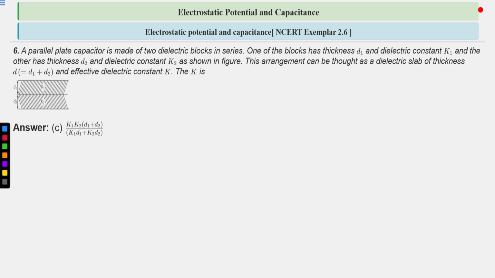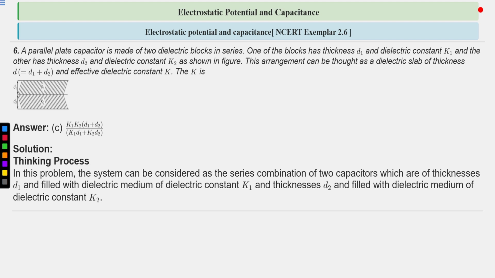K1 K2 into D1 plus D2 upon K1 D1 plus K2 D2. So how is this answer coming? Solution. What is the thinking process for this question? In this problem, the system can be considered as the series combination of two capacitors, one of thickness D1 filled with dielectric medium of dielectric constant K1, and the other of thickness D2 filled with dielectric medium of dielectric constant K2.